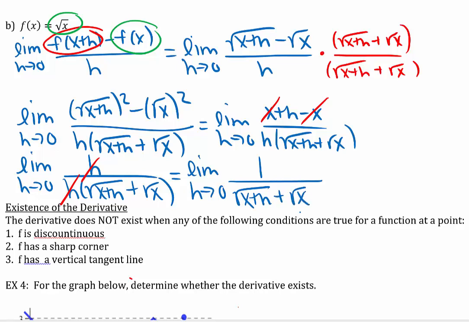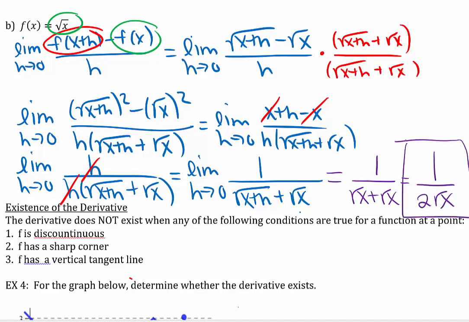Finally, last step, plug in 0 for h, and I get 1 over square root of x plus square root of x. This can also be written as 1 over 2 square roots of x. And that's my final answer. Again, this is an expression that really gives us the slope of the tangent line at any x value. If you plugged in a specific number for x, that would give you the slope at that specific location.